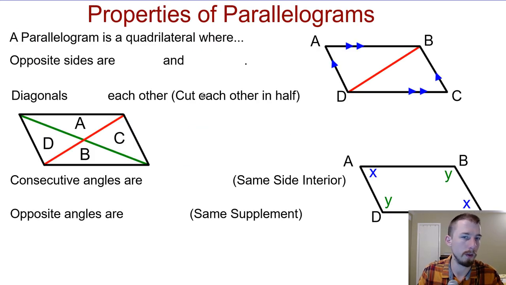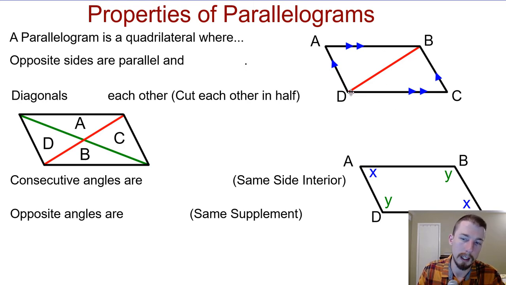All right, so now let's review the properties of parallelograms. So a parallelogram is a quadrilateral where the opposite sides are first and foremost parallel. That's actually kind of the natural definition of a parallelogram, right? The opposite sides are parallel. So here I've shown the opposite sides are parallel.